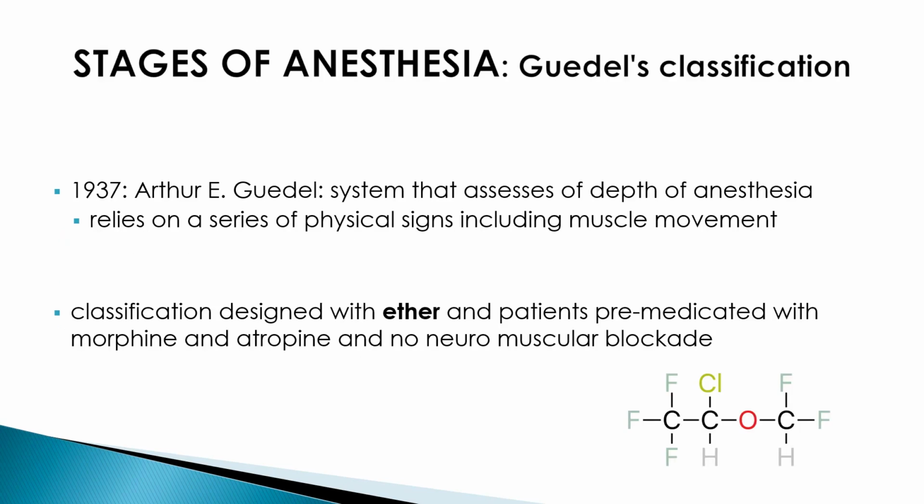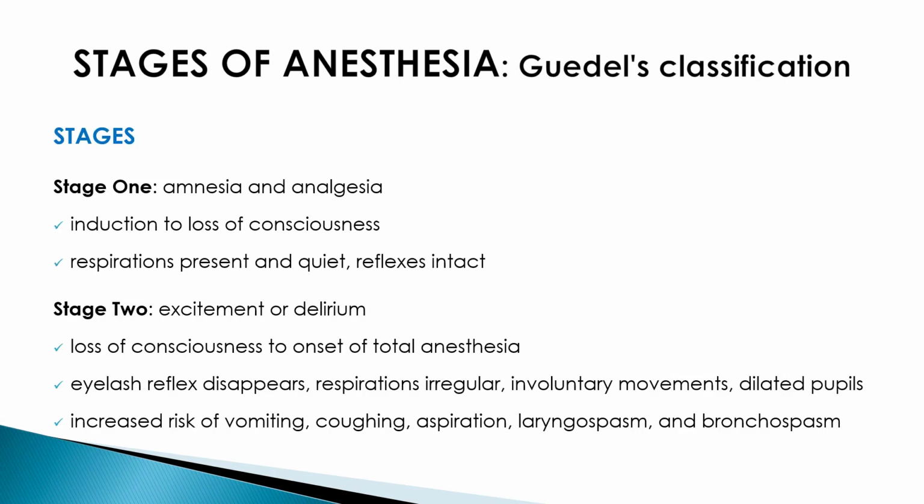In 1937, Dr. Goodell reported a system that assesses the depth of anesthesia. His system relied on a series of physiological signs, including muscle movement. Back then, they used ether as an inhalational agent, and all the patients were pre-medicated with morphine and atropine with no neuromuscular blockade. And these are his stages.